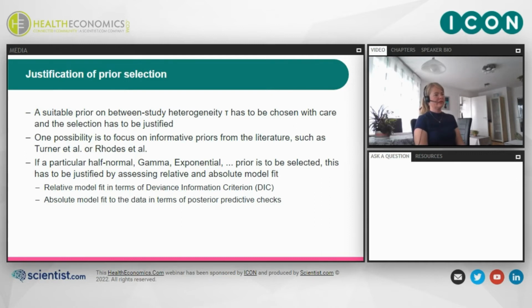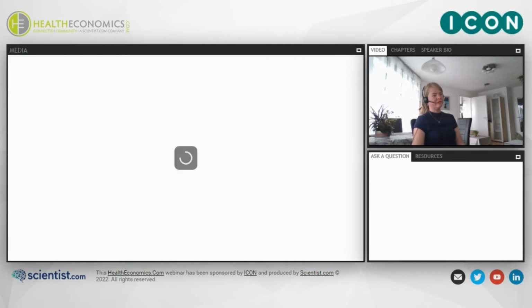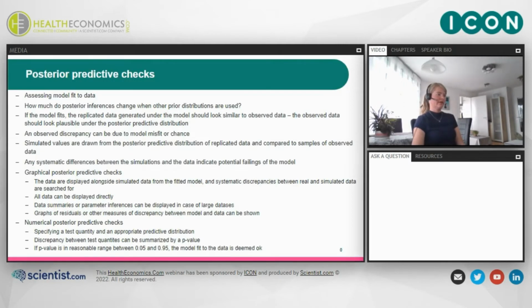So we could either look at the DIC, which in this case wouldn't help because the DIC values are very similar. The DIC tells us something about the relative model fit, but for the absolute model fit to the data, we could conduct posterior predictive checks to make a decision. Basically, if the model fits, then the replicated data generated under the model should look similar to the observed data. That means the observed data should look plausible under the posterior predictive distribution.